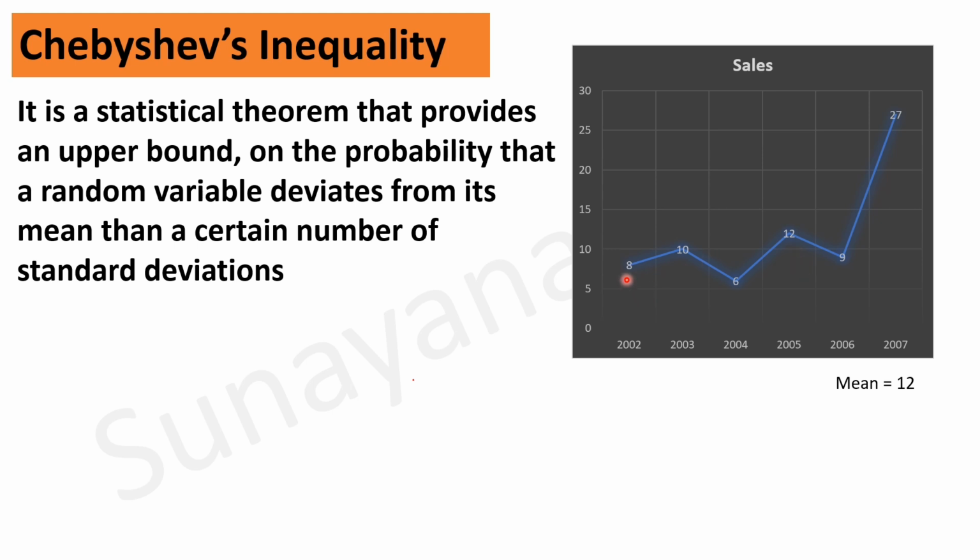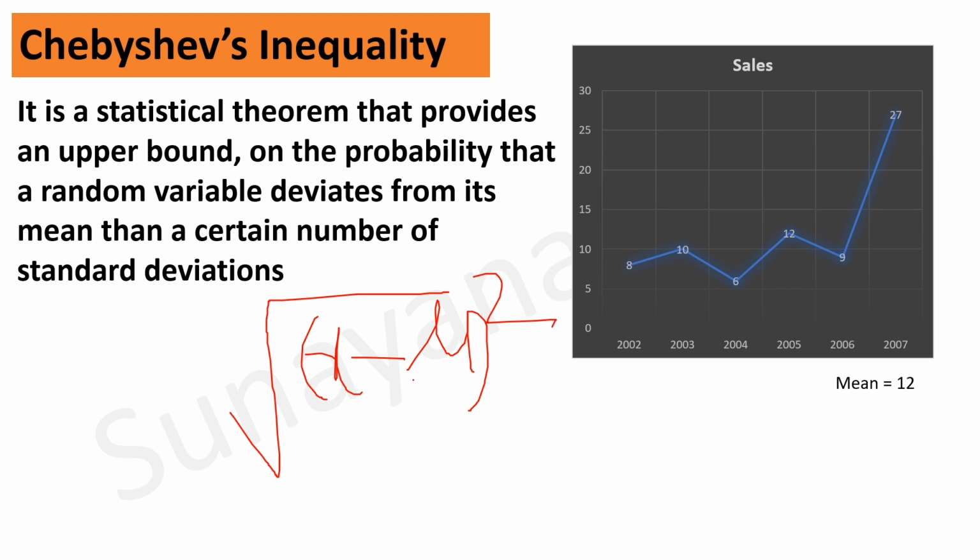Which is nothing but 8 minus 12, which is 4. And for 2003 there are 10 sales. The variation between the mean and our observation is 10 minus 12, which equals 2. We take the mod, and you know the formula of standard deviation, which is the square root of the sum of x minus mu whole squared, divided by n. This is the standard deviation formula, right? So you have a clear understanding of what a standard deviation is.